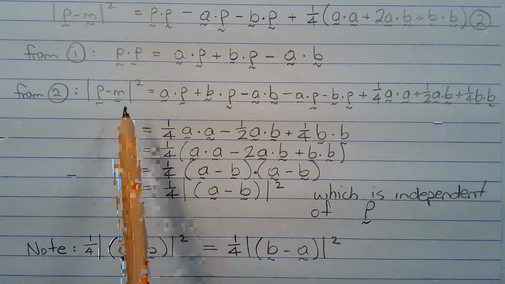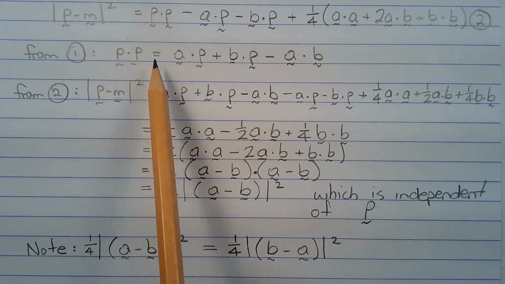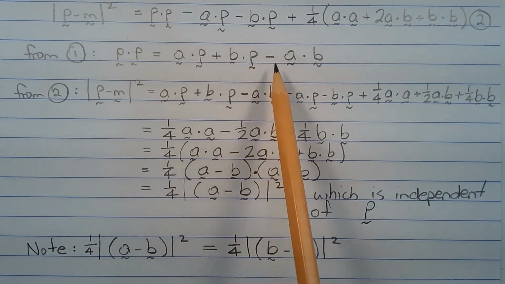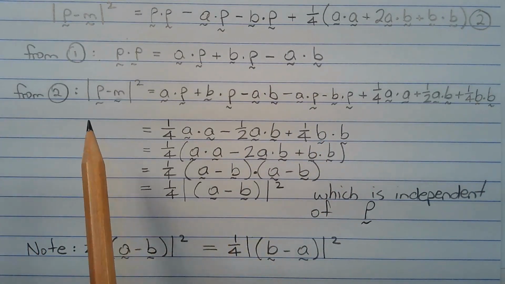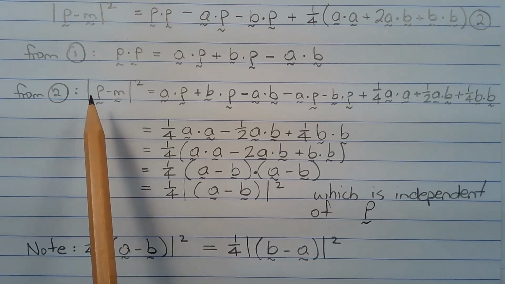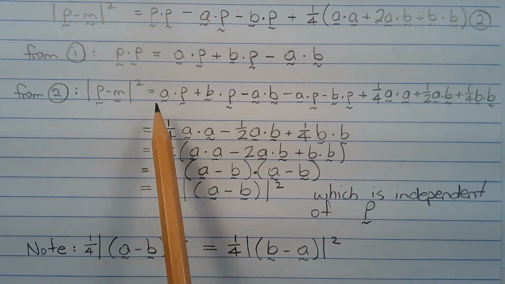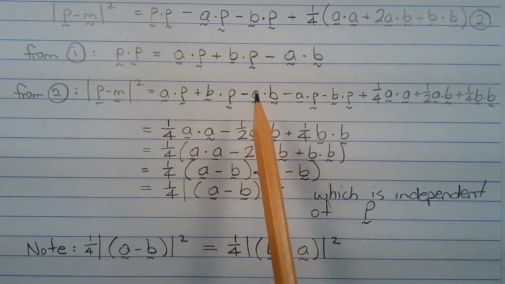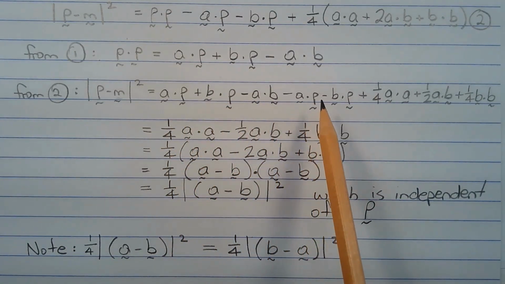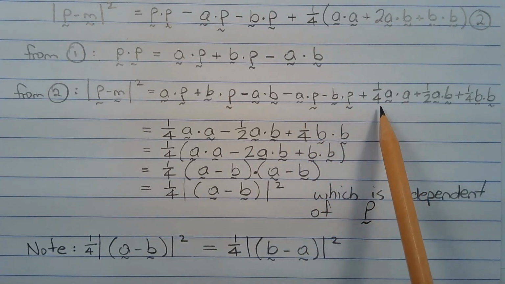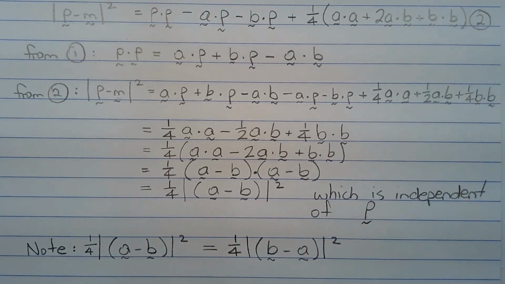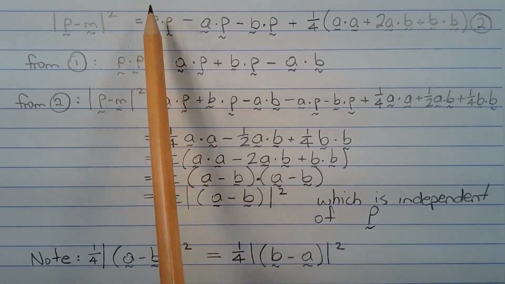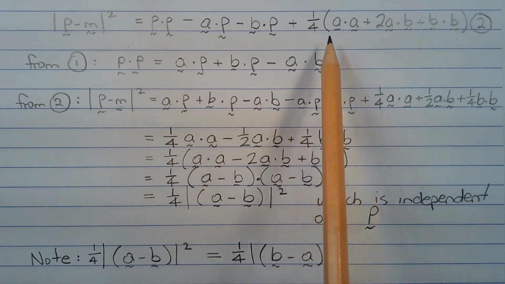So from equation number 1, rearranging equation number 1, we have P dot P is equal to A dot P plus B dot P minus A dot B. So from equation number 2, the square of the magnitude of vector P minus vector M is equal to A dot P plus B dot P minus A dot B minus A dot P minus B dot P plus 1/4 times A dot A plus half times A dot B plus 1/4 times B dot B. So what's happened here is I've replaced the P dot P from equation 2 with the right-hand side from equation number 1.